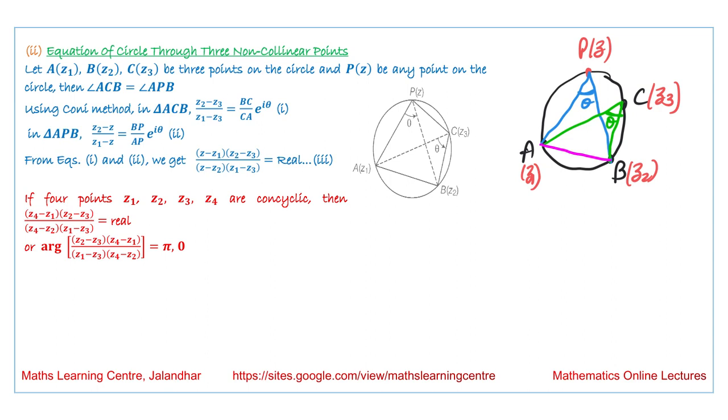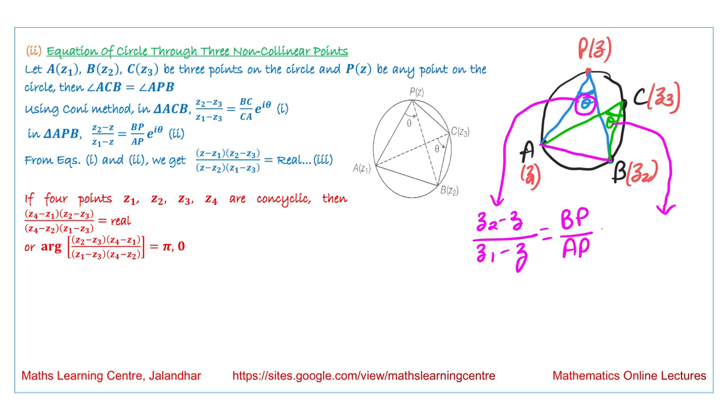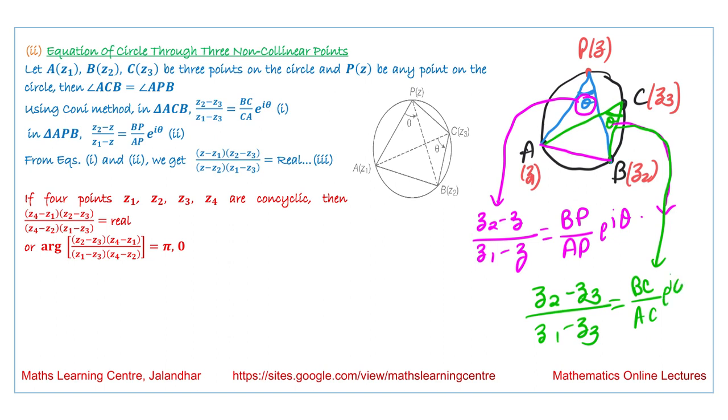Now if we want to calculate the angle theta, this angle will be given by (z2 minus z) over (z1 minus z), that is equal to BP over AP into e raised to the power iota theta. And if we calculate the angle at C, we will have (z2 minus z3) over (z1 minus z3) equal to BC over AC into e raised to the power iota theta.